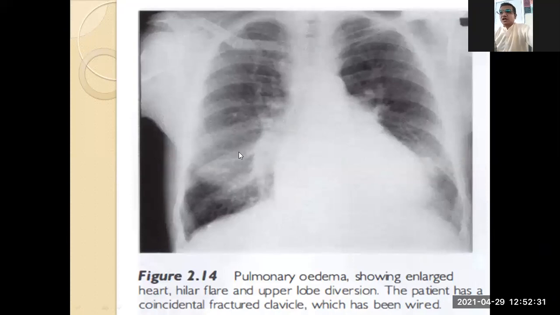Both the lungs are having a very hazy appearance. An enlarged heart and hilum. Hilum will be flared. Yes. And you can see some angulation in the clavicle also. The left side clavicle is all right, but the right side clavicle is somewhat angulated. That indicates a clavicular fracture also, and which has been wired.